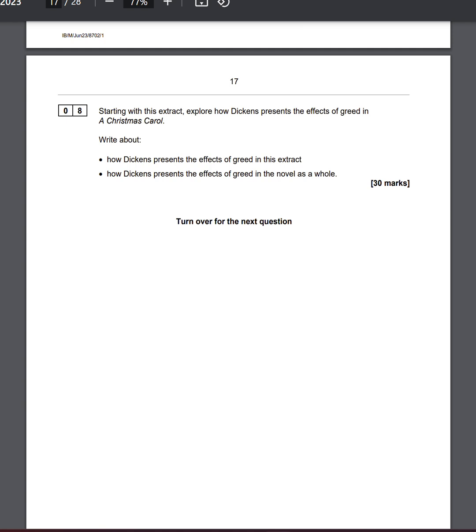Okay, I have confidence in you guys in this paper. You did really well in your mocks. There's going to be lots of revision for you to be doing between now and the summer. We've got a great chance of smashing this, so good luck. See you in the next one.